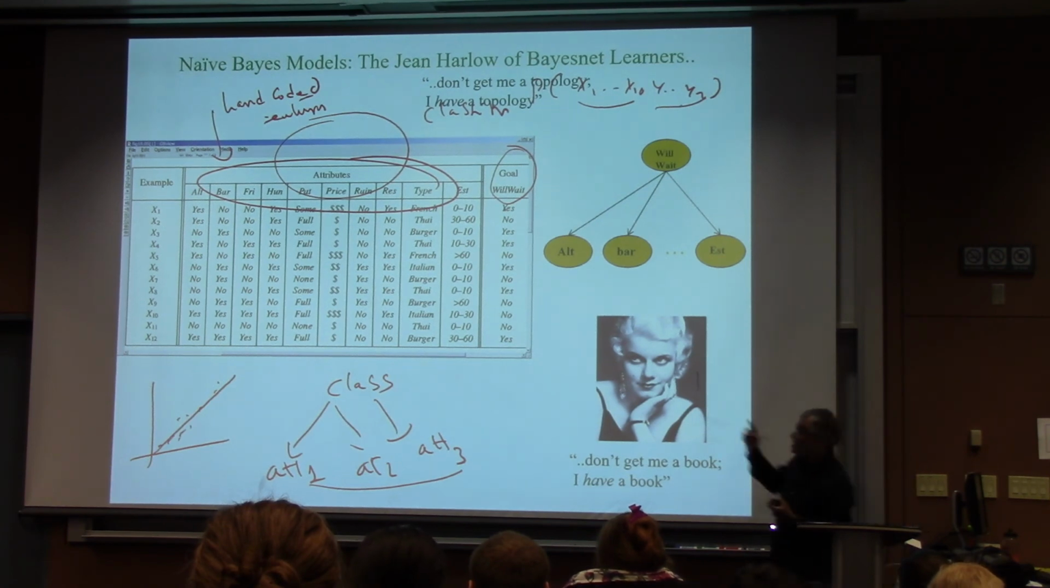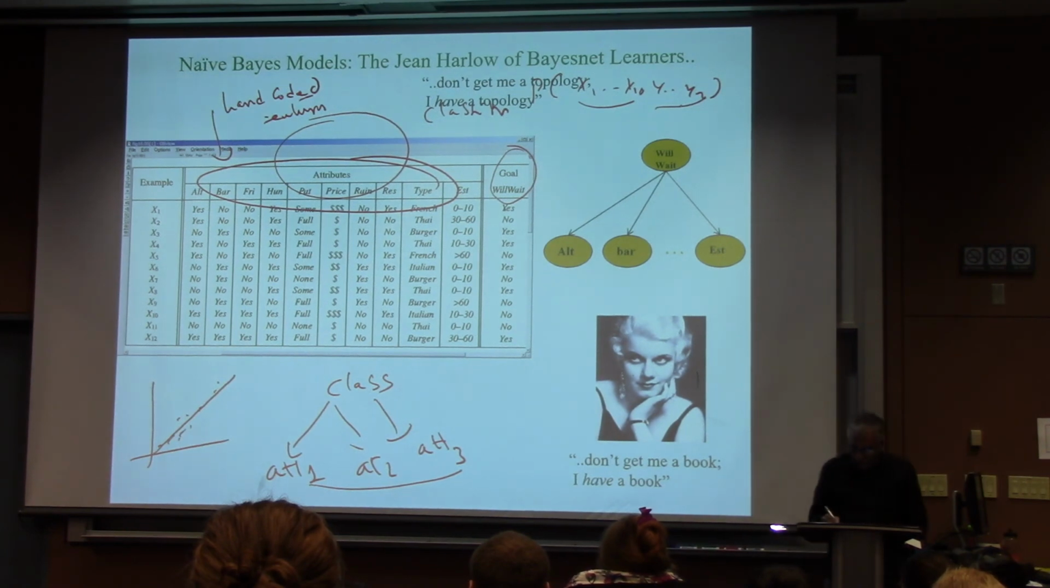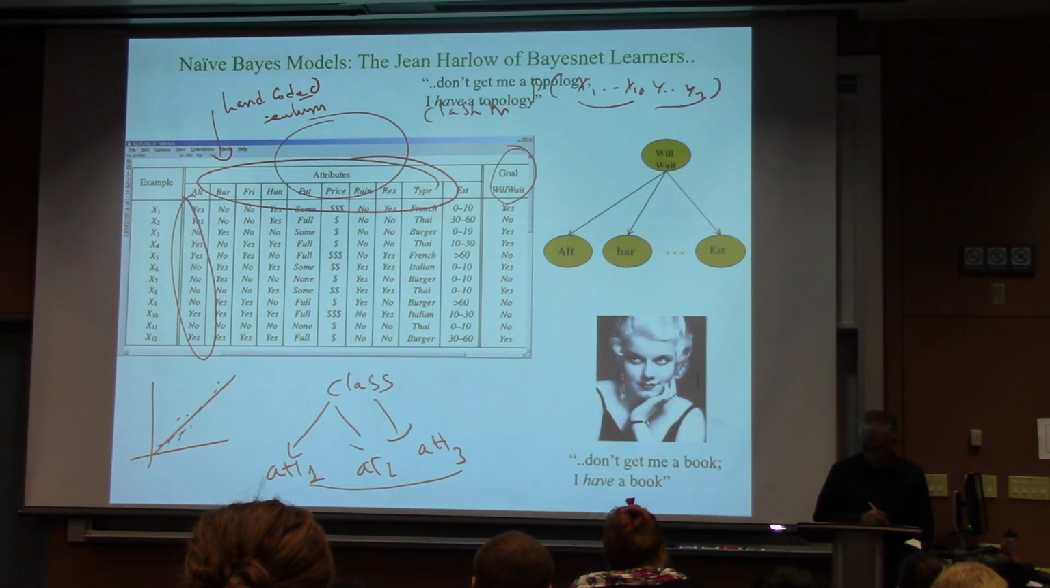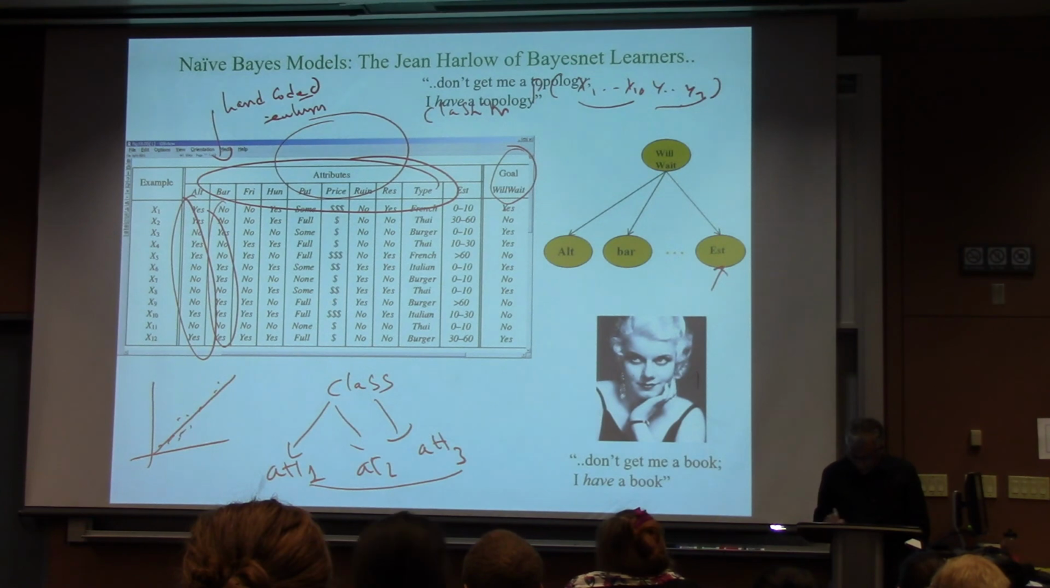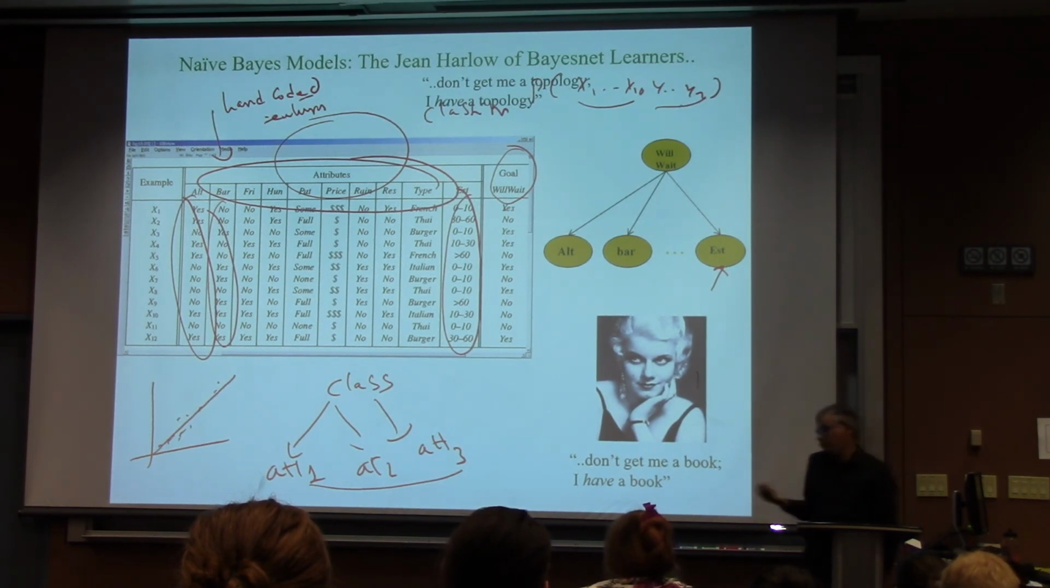Okay, the only thing that's somewhat different from what you have seen until now is some of these variables, while discrete, are not Boolean. Will wait is yes or no, it's a Boolean variable. Okay, however, alternative is also a yes or no variable. Bar is also a yes or no variable. But look at something like estimated time. It's not a yes or no variable. It's between 0 to 10 minutes, half an hour to 60 minutes, or more than 60 minutes. It's a three-valued variable.